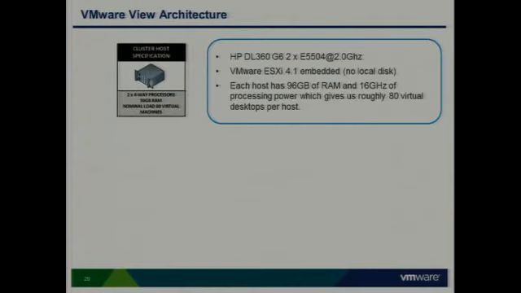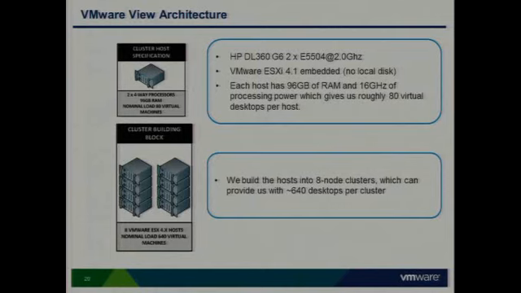What we use at the moment in our production cluster is HP DL360s, so fairly basic commodity servers, diskless ESXi, 96 gig of RAM, and 2 4-way Nehalems in there. And that gives us plenty of capacity. That gives us enough for 80 virtual desktops and a couple of virtual appliances on there as well.